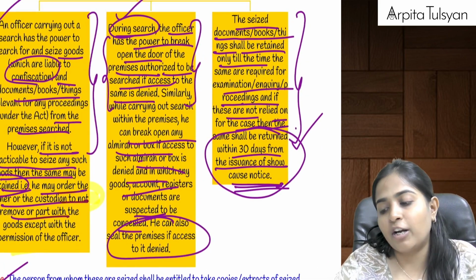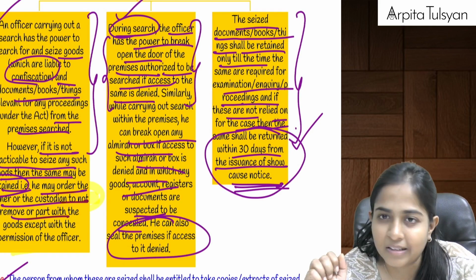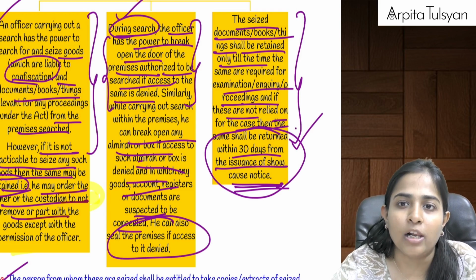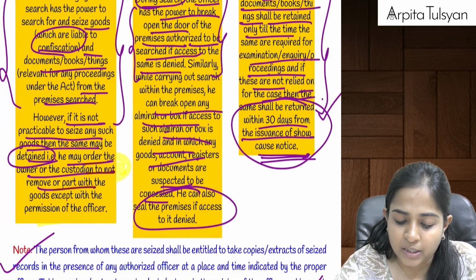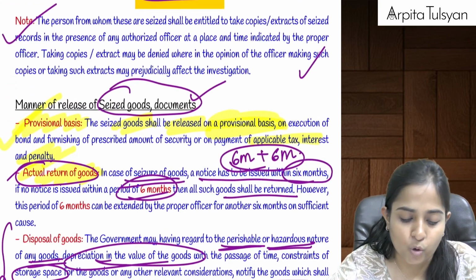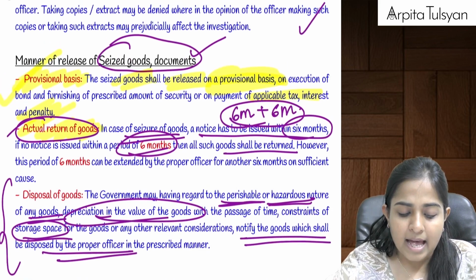And whatever documents, etc., are seized, as soon as your proceedings are over, please return them to that person. And if you are not using them for further proceedings, then please return them within 30 days from the date of issue of the show cause notice, which is to be issued by the department to that person. Are you clear with this?